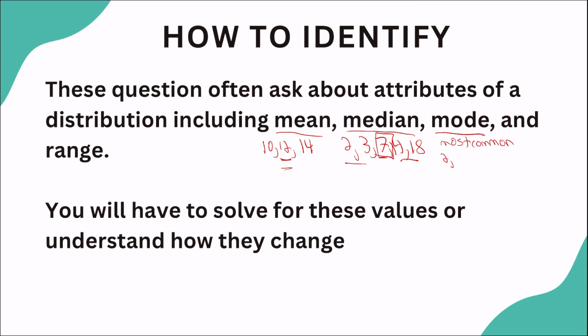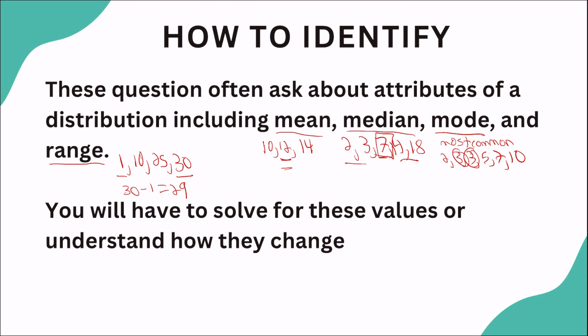Mode is the most common one, so if we had 2, 3, 3, 5, 7, 10, we have 2 3s, and so that would be our mode. And then range is going to be the difference between your highest value and your lowest value. And so if we had 1, 10, 25, and 30, our range would be the difference between the biggest value and the smallest. So 30 minus 1, 29 is our range in that made-up example.